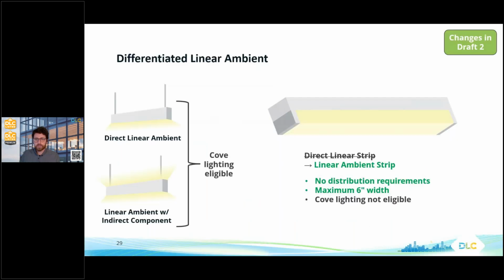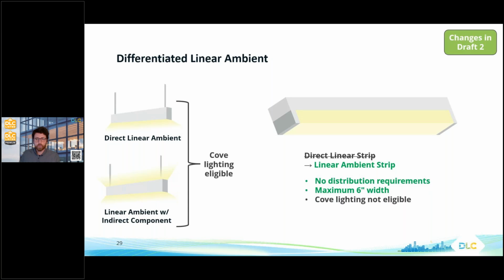Version 6 also introduces a new linear ambient option, the linear ambient strip. This was created in response to member program feedback that there's a need to differentiate between linear products that are more utilitarian in nature and linear products that would be found in more public areas, so that incentives can be right-sized to the cost of the products.